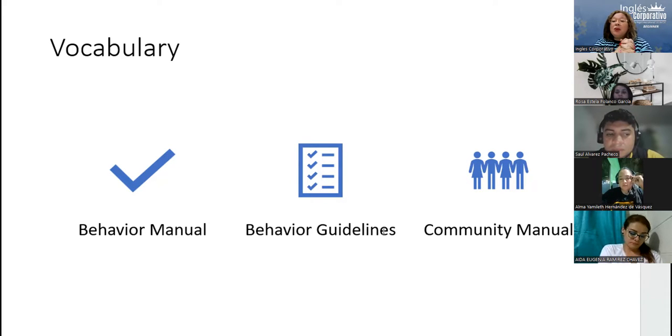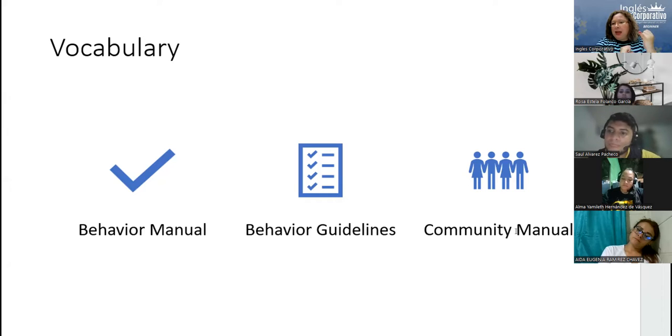Ahora, si decimos behavior guidelines, quiere decir que nos están dando como las reglas de comportamiento, ¿verdad? So, behavior guidelines. Y también se llama, cualquiera de estos tres, es el manual de convivencia. También se puede llamar community manual. Okay? Community manual. Community. Why community? Because it responds to the needs in the relationships that this community of your company employs.